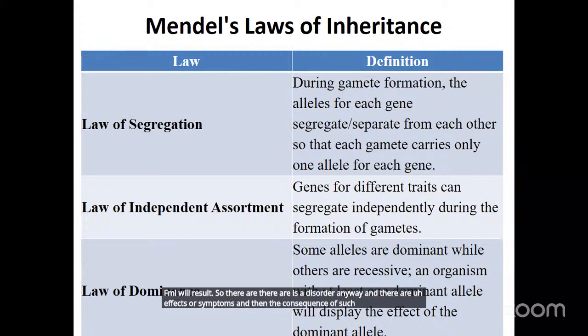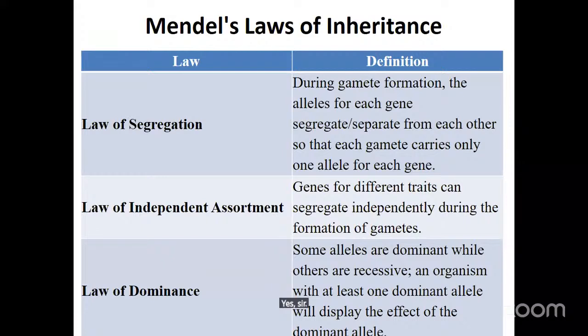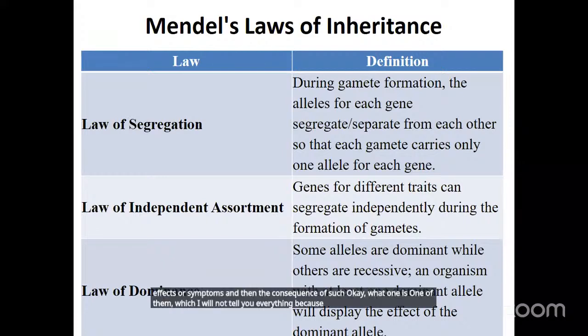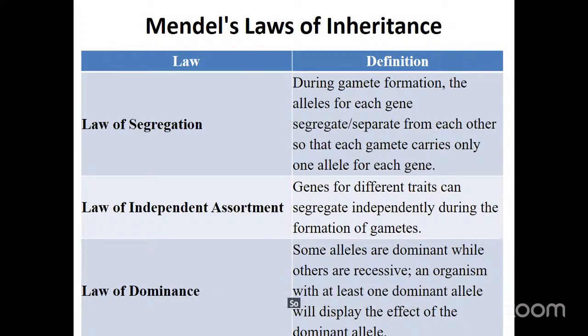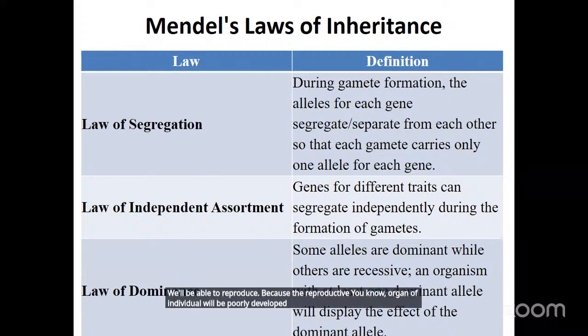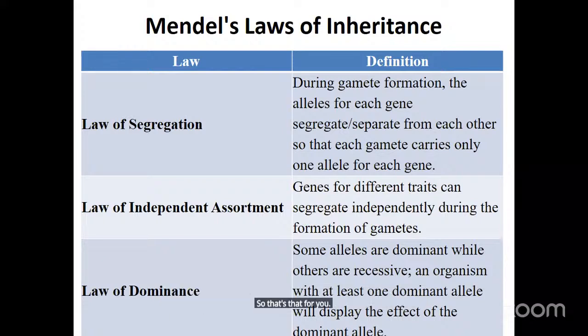One of them, which I will not tell you everything because Google is your friend. You can always get Turner syndrome online. So the individual will be a female, but sterile, won't be able to reproduce because the reproductive organ of the individual will be poorly developed, will not be developed properly, coupled with other effects which you can get online. So that's that for you. Is that clear? Thank you, sir.